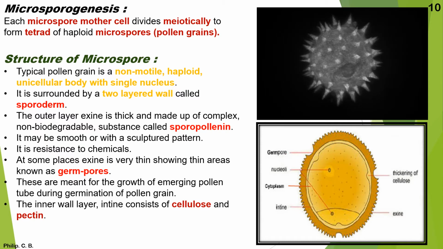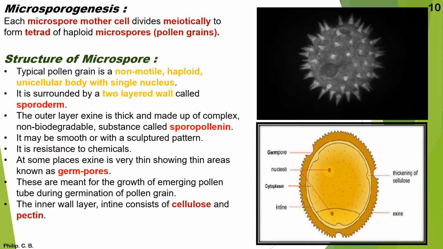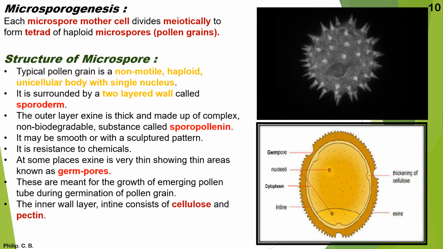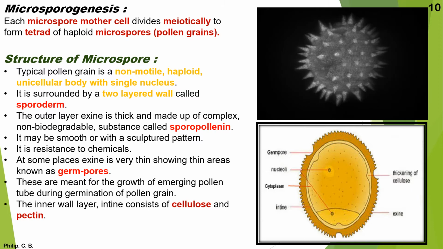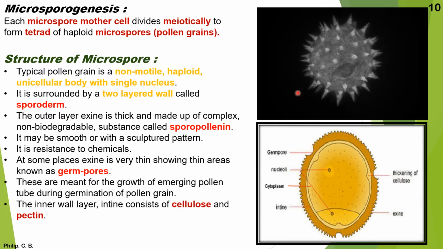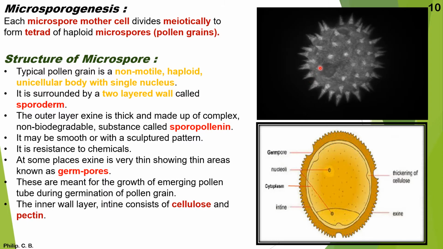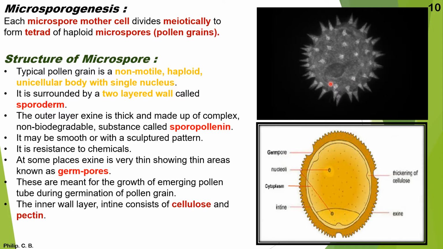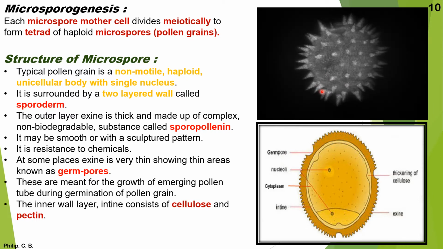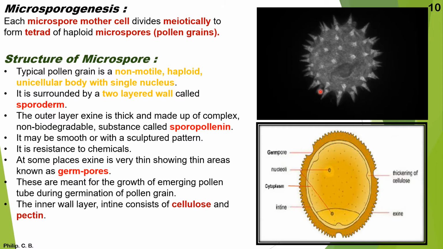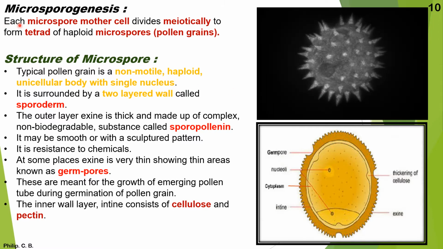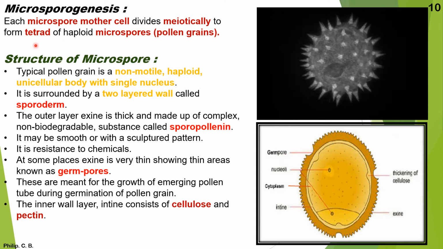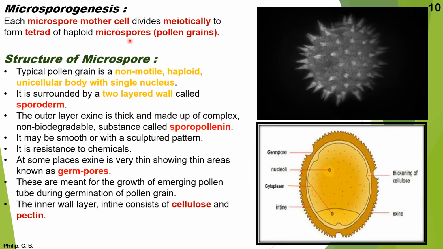Now coming to microsporogenesis. Now what is microsporogenesis? Microspore, the pollen grain, genesis, formation. So formation of microspore. Again you can see the image first, the animation image of the pollen grain, how it is spiny with the exine outside, and you can see here a small pore also, right? What is the pore? The germ pore through which the pollen tube arises out, correct? Then coming to the points, each microspore mother cell divides meiotically to form a tetrad of haploid microspores, that is the pollen grain.